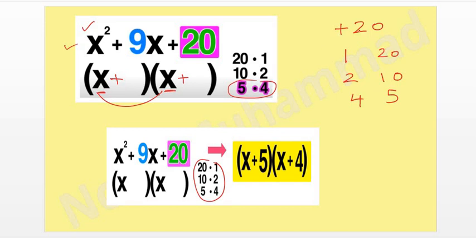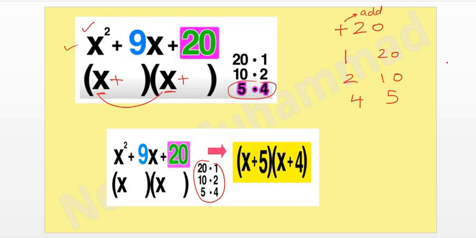Because here I have positive 20, positive says you have to add the factors. So 1 plus 20 is 21, 2 plus 10 is 12, 4 plus 5 is 9. Now clearly this is the pair that I need. Why? Because its product is 4 5s are 20 and its sum is 9.